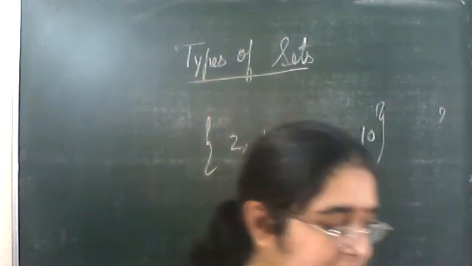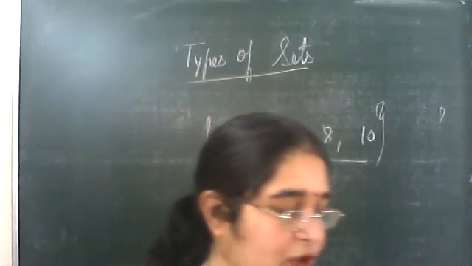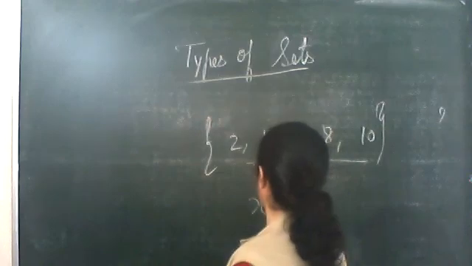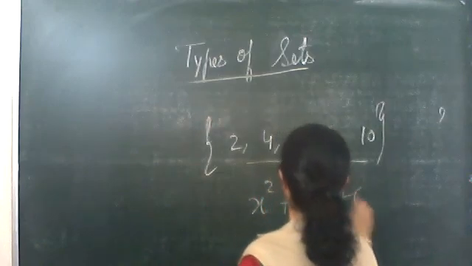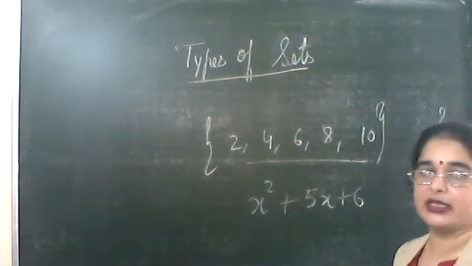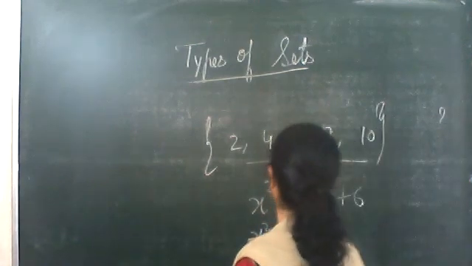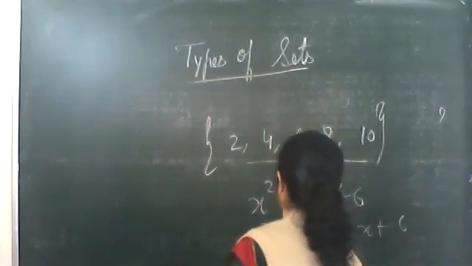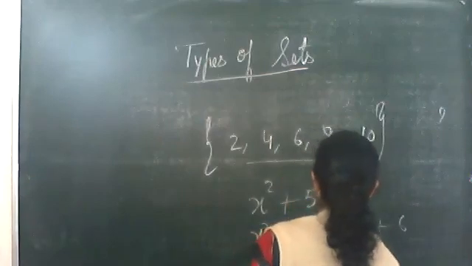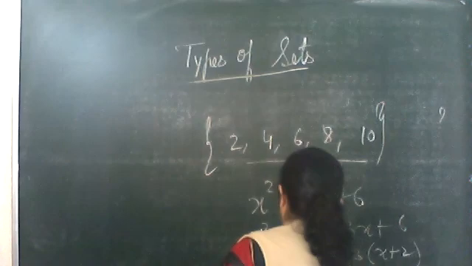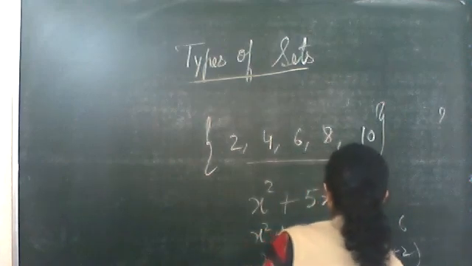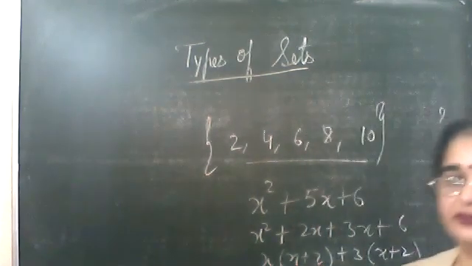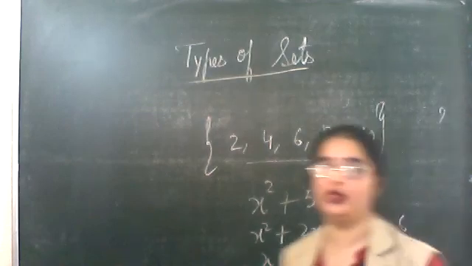Next one. Are the following pair of sets equal? First is A is equal to 2, 3. B is X is a solution of X square plus 5X plus 6. What is the solution of X square plus 5X plus 6? It is a quadratic equation. How we can solve it? We want 2X plus 3X plus 6. So X plus 2 and X plus 3 is the factorization. Clear?